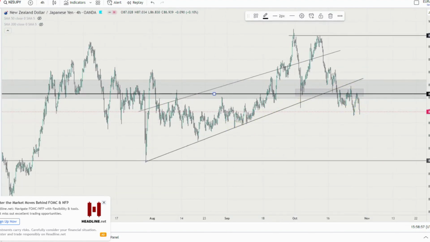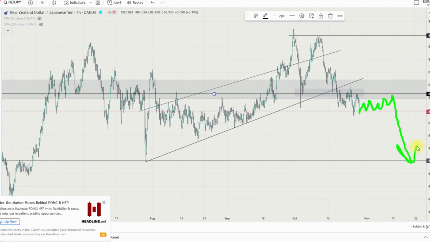So probably on SGD JPY, I'm looking for a selling opportunity, coupled with the weak SGD. I'm looking for a sell or strong sell opportunity on SGD JPY, because we have the unemployment rate in the SGD next week.